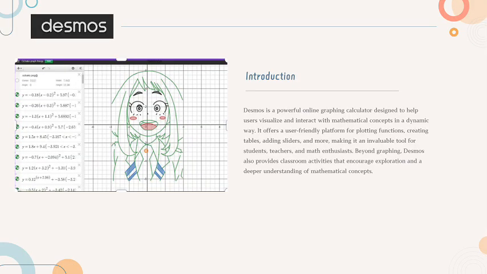For the third platform, I would like to introduce Desmos. Desmos is a powerful online graphing calculator designed to help users visualize and interact with mathematical concepts in a dynamic way. It offers a user-friendly platform for plotting functions, creating tables, adding sliders, and more.